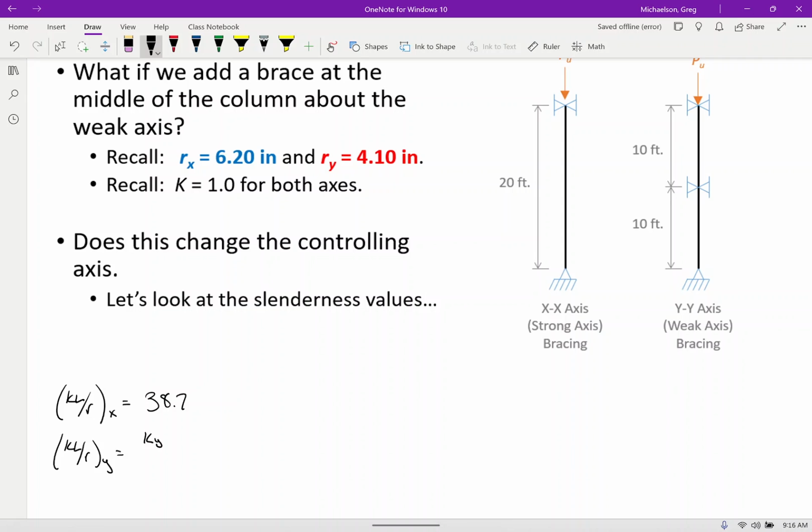Well, we've got two segments. We've got a KL over R here and a KL over R here. For this segment, K is 1 and L is 10 feet. This one happens to be the same, so these two segments are going to have the same slenderness. It's possible that's not the case. We're going to do a problem in a second where that isn't the case. But now we've got 1.0 times 10 feet over 0.1 inches. So what do we get here?